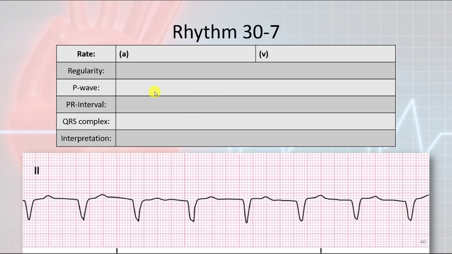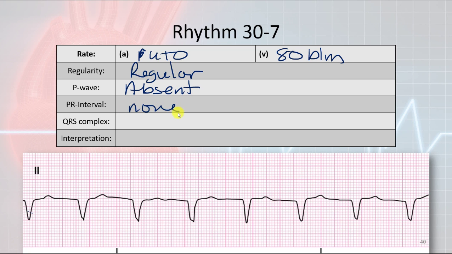Last rhythm, atrial rate, unable to obtain. Ventricular rate is 1, 2, 3, 4, 5, 6, 7, 8. Regularity is regular. P waves are absent. PR interval is none. QRS complex. In this one, it's a little bit easier to tell the QRS. It begins there, it ends right there, so it looks like it's about 0.16 second. Since it's 80 beats a minute, I will go ahead and say that this is AIVR.